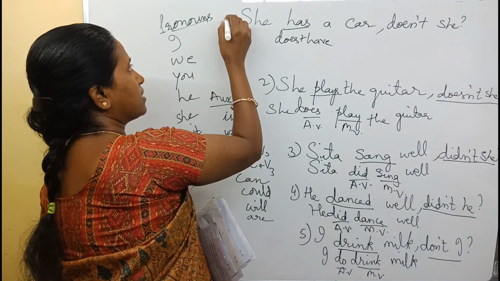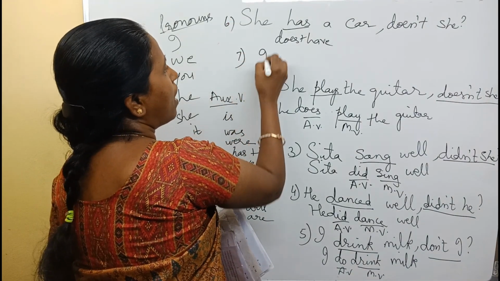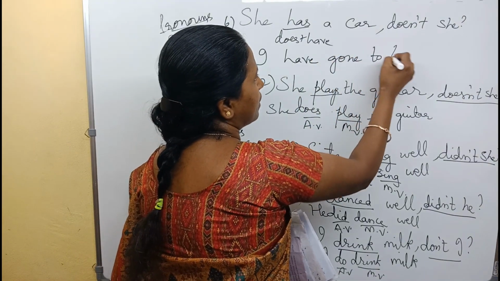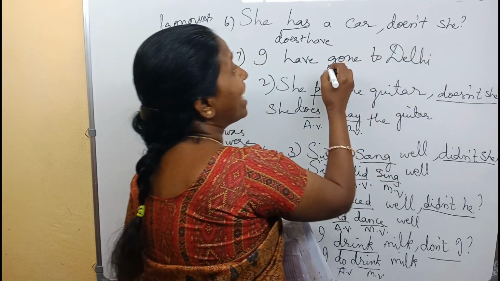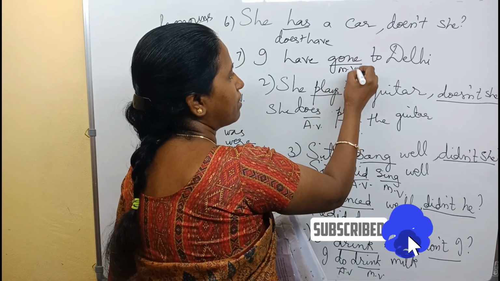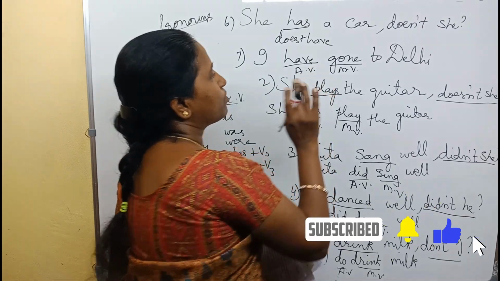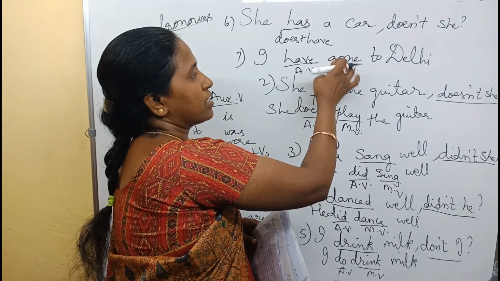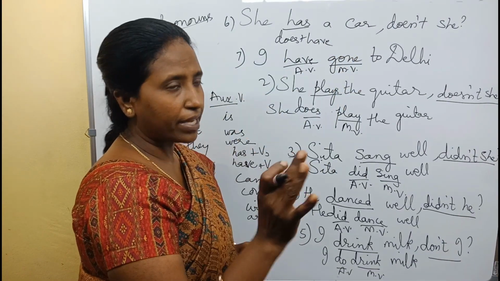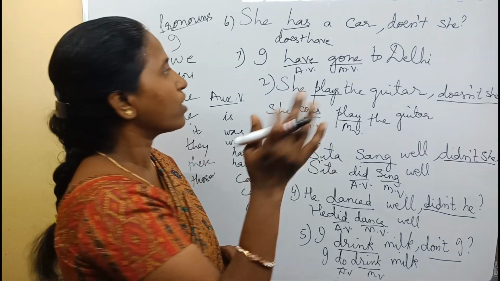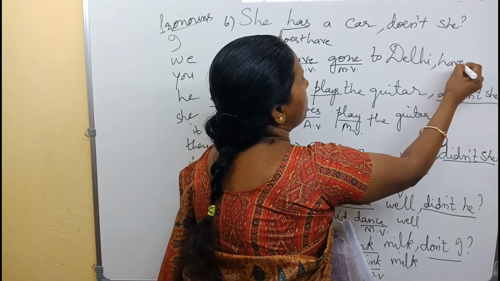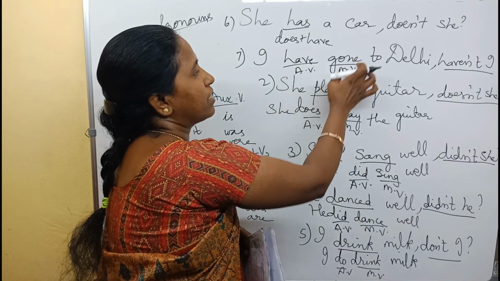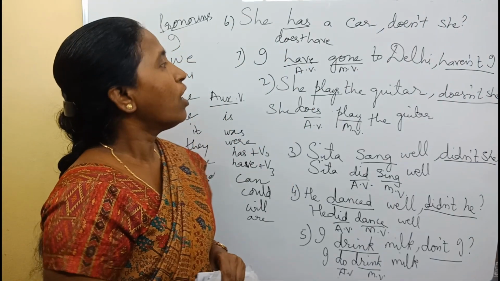In case it is I have gone to Delhi, if this is a sentence, you have the V3 form here. So this is the main verb and have is the auxiliary verb. So if we have has, have, had, you have to see if there is a main verb beside it. If there is a main verb, then has, have, had, they are auxiliary verbs. Okay, you can say haven't I.